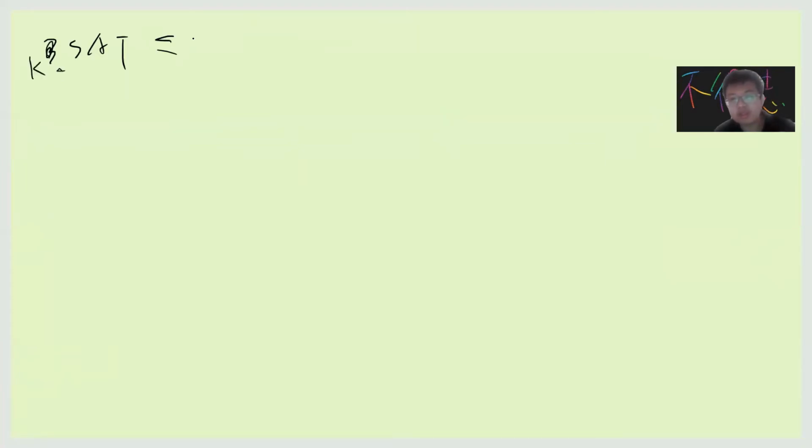Okay, so first, I prove that 3-SAT can be solved by k-clique. So this problem is simple, and this proof is very simple. Let me just quickly illustrate the idea.